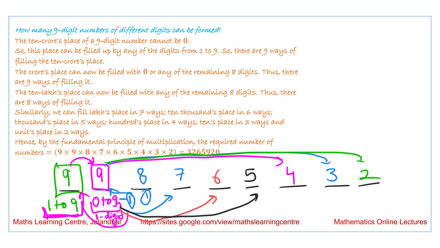So the total number of numbers that we can form is 9 into 9 into 8 into 7 into 6 into 5 into 4 into 3 into 2, and the answer we have is 3265920. So we are saying that these are the total number of ways in which a 9-digit number can be formed, or these are the total 9-digit numbers that have different digits.